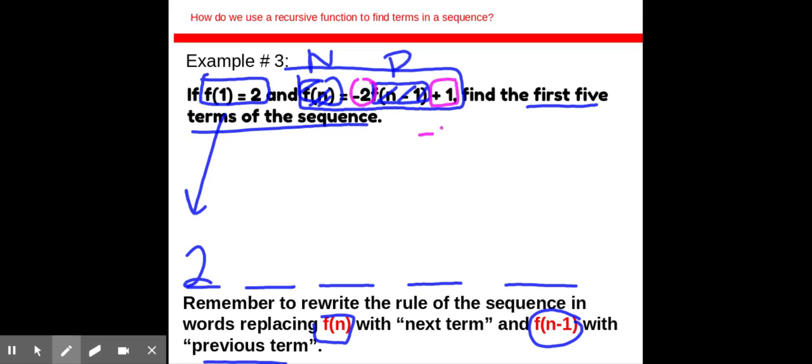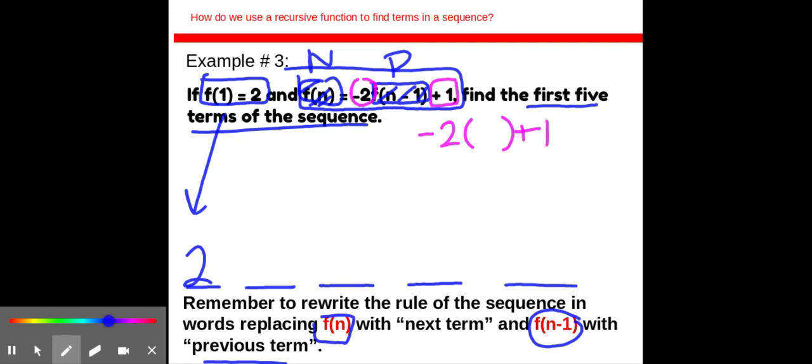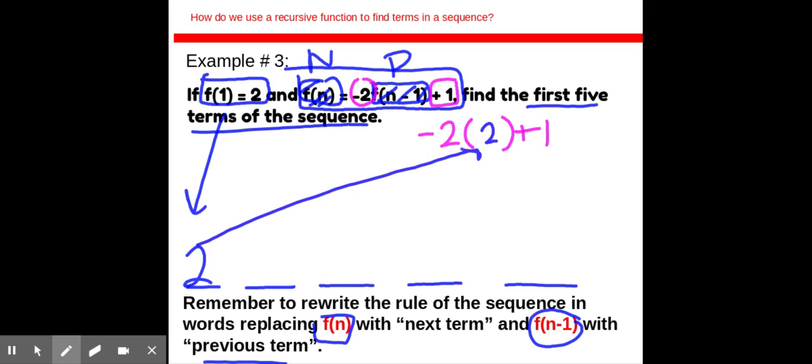So I'm going to take -2, add 1, but I need to make sure I plug in my previous term. The previous term was 2 right here. So I'm going to take -2, times it by 2, add 1 in your calculator, and you should get -3. So that becomes my next term in the sequence.